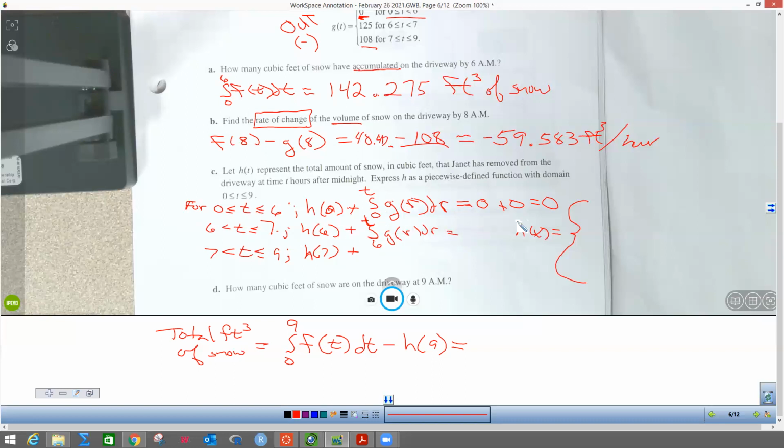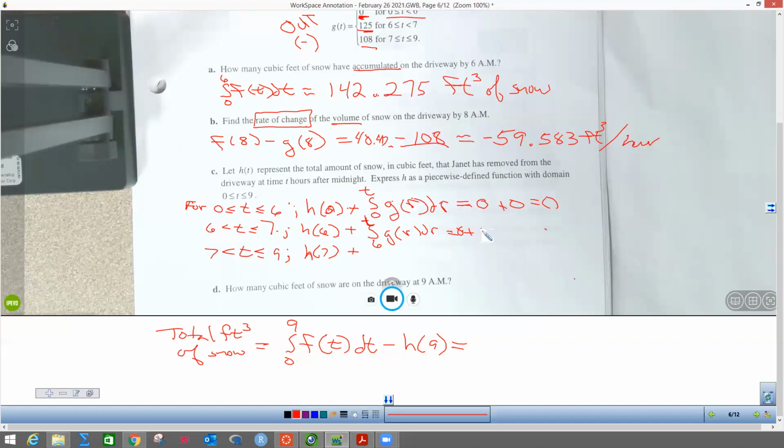But anyway, h of 6 again is 0 plus, and we want the integral from sometime 6 to t, which means this part right here, this amount is the amount we're talking about. So that's the amount that we're taking off right there. Remember, that's cubic feet per hour, right? Cubic feet per hour. So what that means is, I guess I'm going to have to move this over. Thought I'd have room, but I didn't.